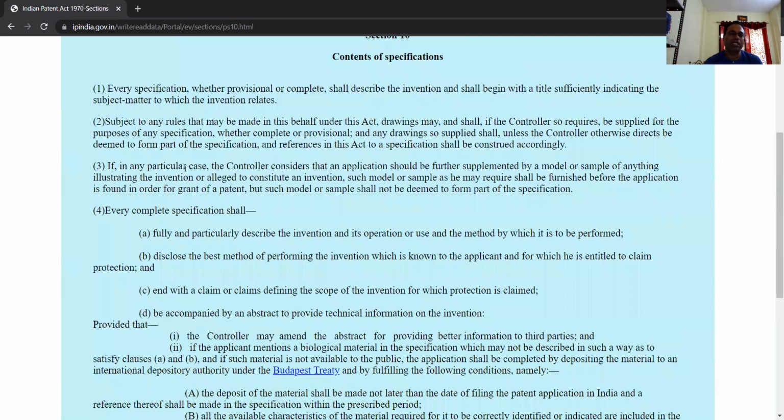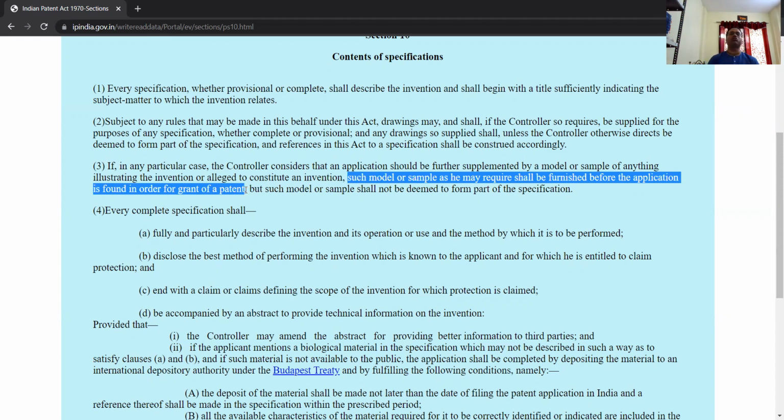10.3 says, if in any particular case the controller considers that an application should be further supplemented by a model. So 10.2 was talking about the drawings, now it's talking about a model or a sample of anything illustrating the invention or alleged to constitute an invention. Such models or samples as he may require shall be furnished before the application is found in order for grant. So if some models need to be submitted or some samples are required, for example, I have made a drug molecule, and then they ask me for a sample of the drug molecule, how it looks. So that has to be submitted before the patent is found to be in order for grant. But such model samples shall not be deemed to form part of a specification.